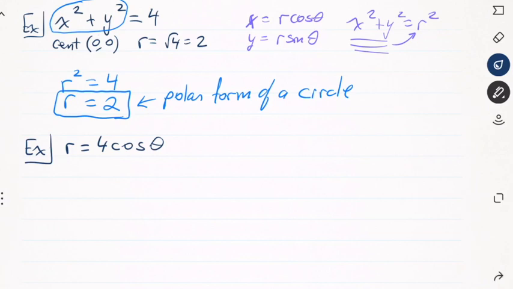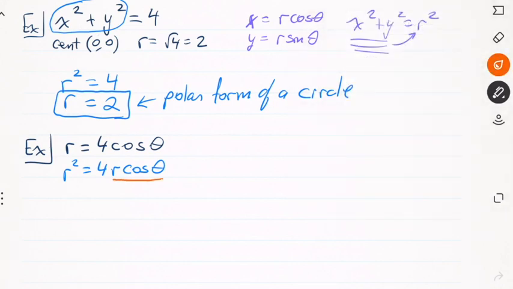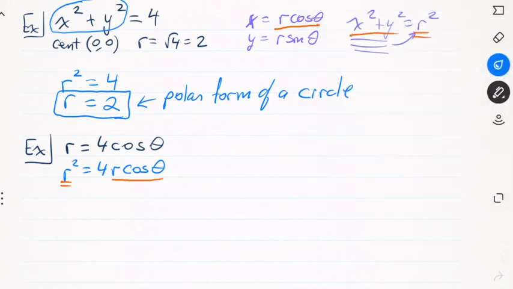So the trick that we're going to use here is we're going to multiply both sides by r. So we're going to get r squared is equal to 4r cosine theta. And it gives me the two things that I'm looking for. Number one, it's going to give me my r cosine theta, and that matches up with this guy up here. And then this over here being r squared is going to match up with this guy, and I can do a nice little substitution. So converting from polar to rectangular sometimes requires a little bit of legwork.